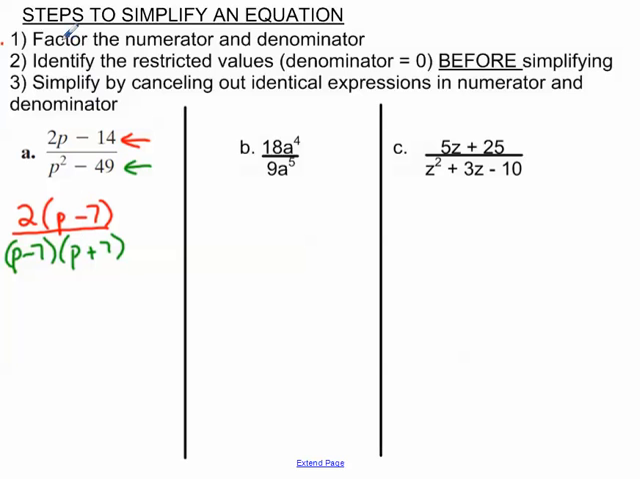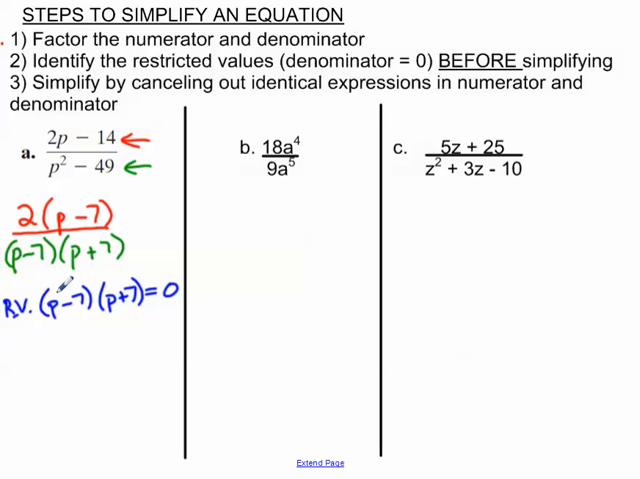So we factored the numerator and denominator, and now we go to step number 2, identify restricted values. Restricted values happen when we divide by 0. When do we divide by 0? When the denominator is equal to 0. So if I've got p minus 7 times p plus 7, when is that equal to 0?